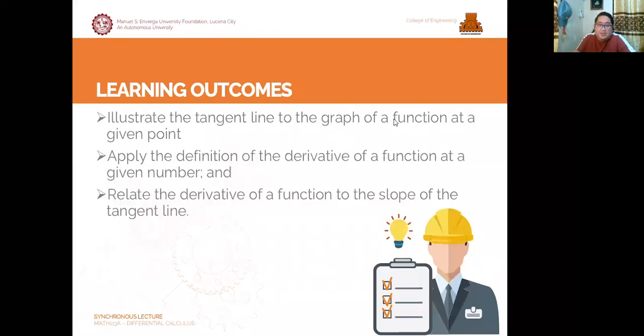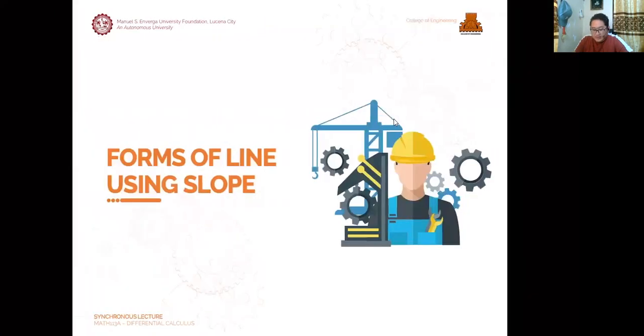Okay? And then apply natin yung definition ng derivative of a function using increment. So may property tayo na derivative by increment before we go formally dun sa basic formulas ng differentiation natin. Okay? And next is yung relate natin yung derivative of a function to the slope of a tangent line. Okay? So, punta muna tayo dun sa tatawagin natin slope.